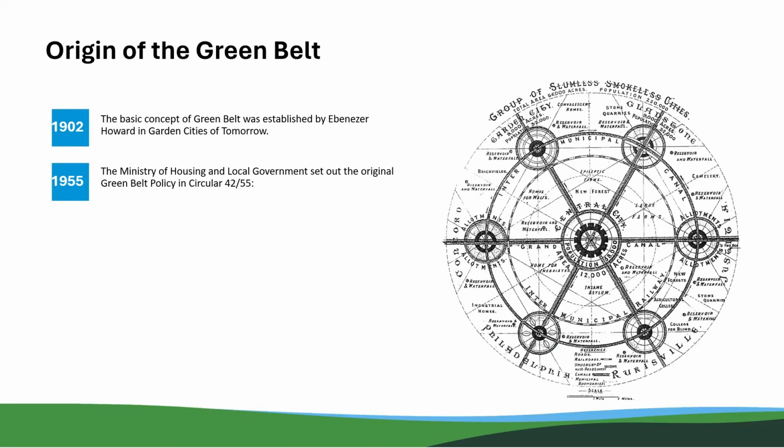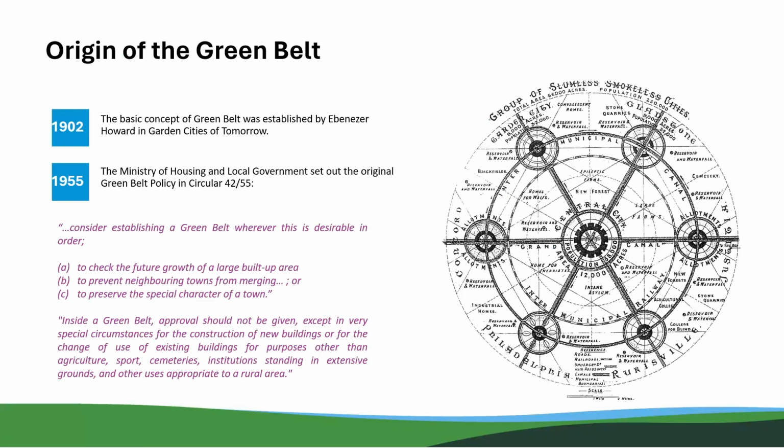Let's firstly briefly look at the history of the Green Belt. It was a concept first introduced by Ebenezer Howard in 1902 to give protection and green space between city slum and industrial smog locations. The first legislation in relation to the Green Belt was introduced in 1955, with the original Green Belt policy in Circular 42/55. It's interesting to see that this initial policy has stood the test of time and altered very little, the principle being that inside a green belt, approval for applications should not be given unless in very special circumstances.